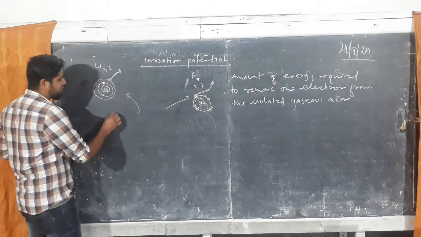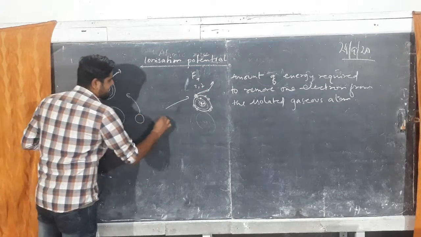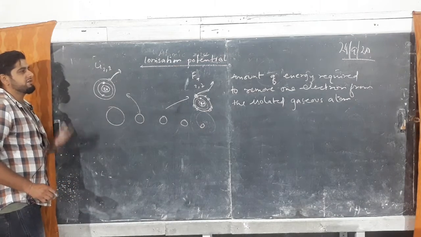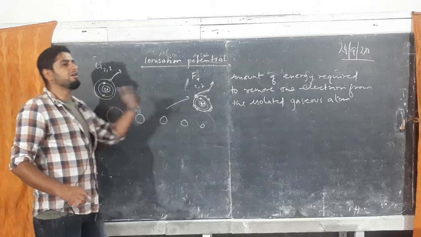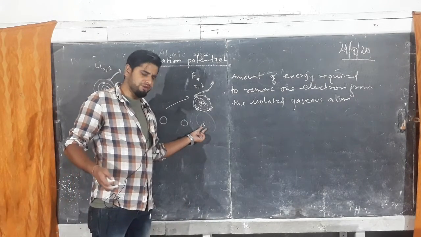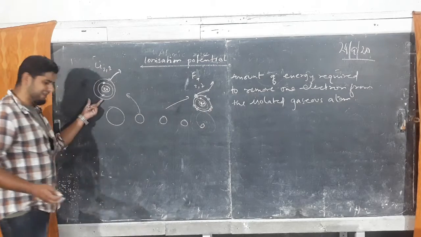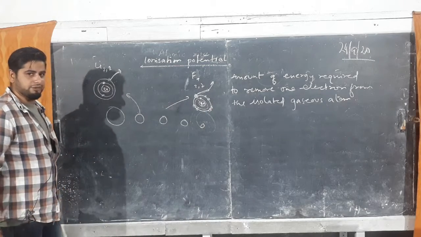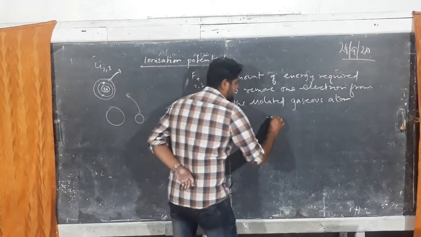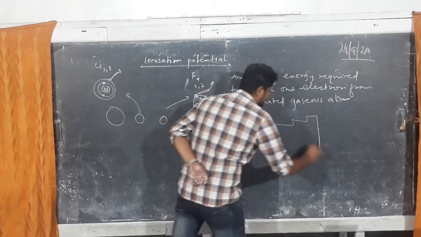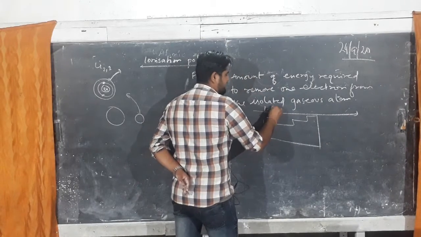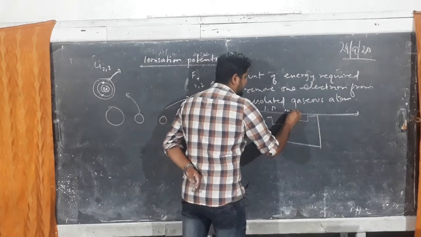So as we move from left to right, you know, nuclear charge increases, so the amount of energy required to remove an electron also increases, because here you have to supply more energy to remove the electron, here you have to supply less energy to remove the electron. Yes or no? So as we move from left to right of the periodic table like this, ionization potential, what will happen? Increases.